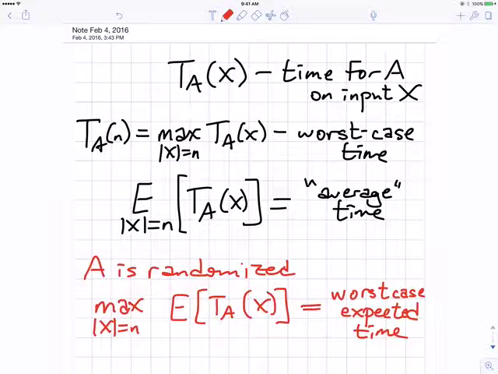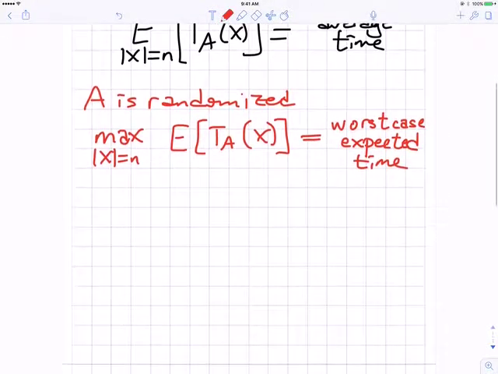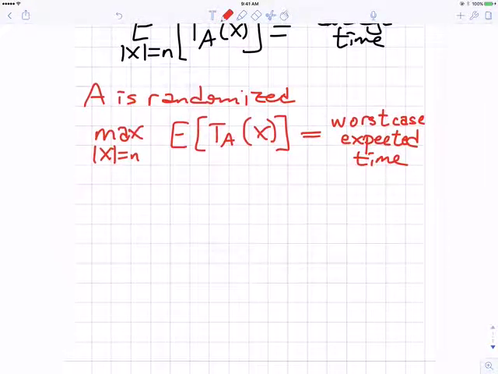Okay. So this is what we're going to try to do, and what we're eventually going to lead up to is the statement that quicksort has worst case expected running time, big O of n log n, if you always choose the pivot at random. Meaning, if the algorithm explicitly, intentionally chooses the pivot at random.